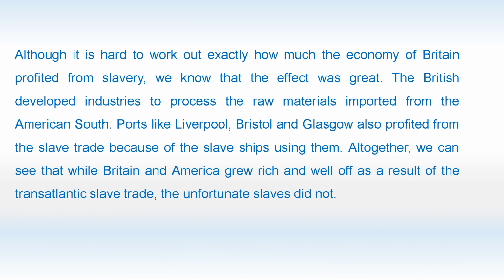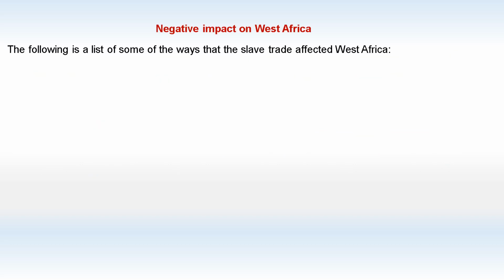Although it is hard to exactly figure out how Britain profitably developed from slave labor, we know that industries developed. They were used to process raw materials that were imported, and ports like Liverpool, Bristol, and Glasgow profited. Now, America and Britain grew rich, while the poor slaves did not.